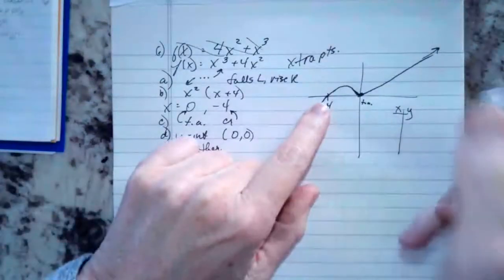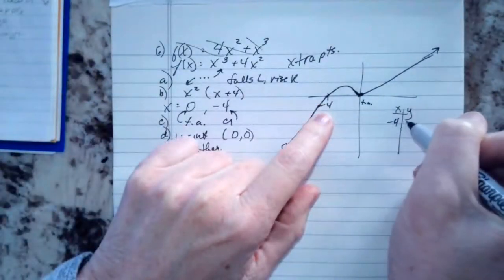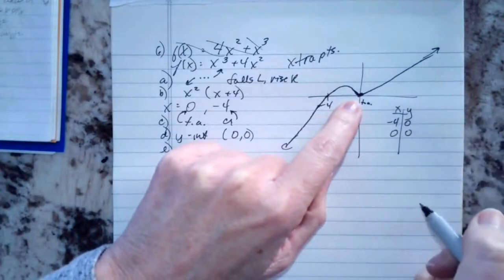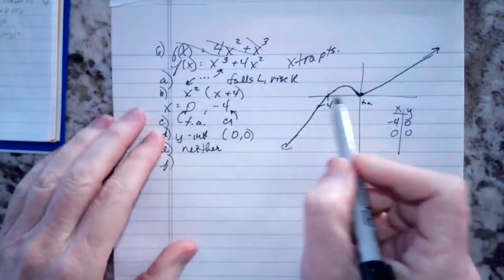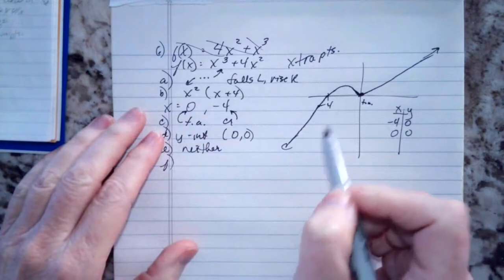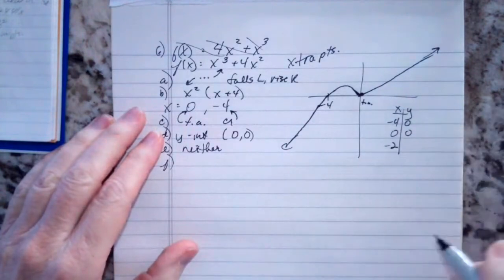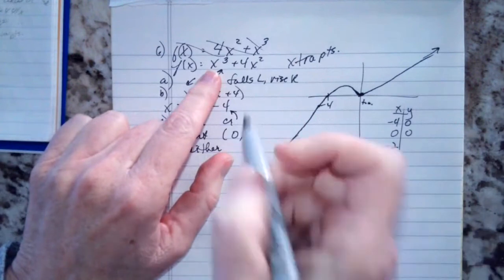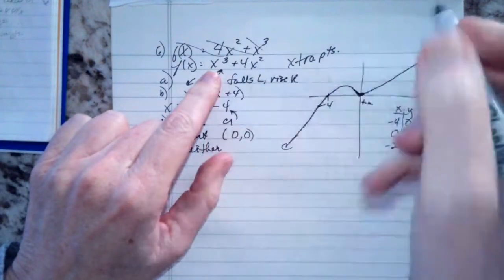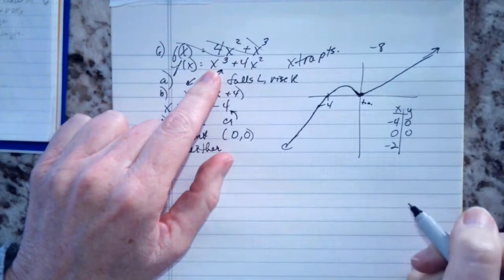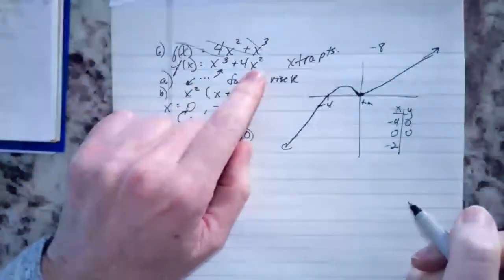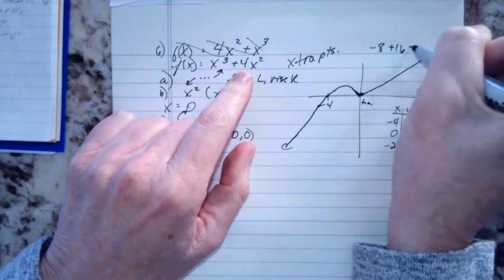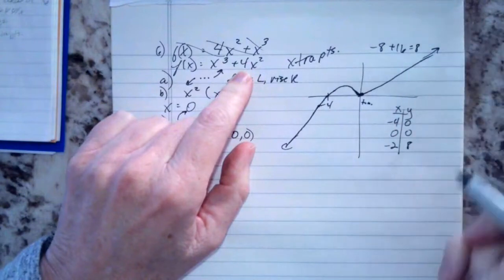So let's set ourselves up a little t-table. We know what happens at -4. I mean, that is literally -4, 0. That's that point. We know what happens at 0. That's 0, 0. Let's find something that happens between there. So let me just grab -2, and we're just going to plug in -2 into our equation. So -2 times -2 times -2 gives us a -8. -2 times -2 is 4. 4 times 4 is 16. So we're getting an 8 there.